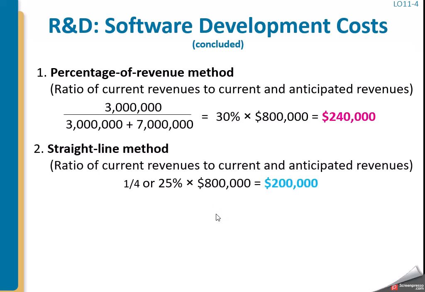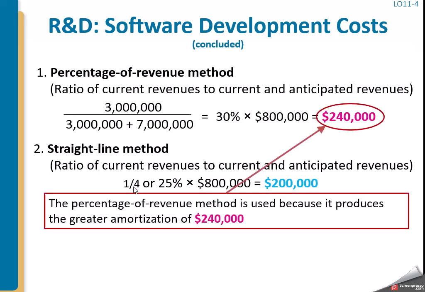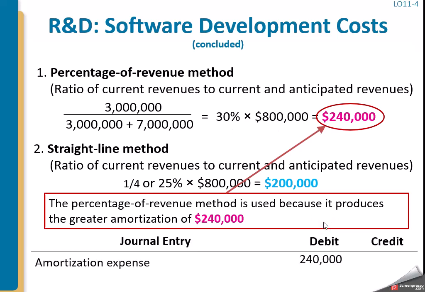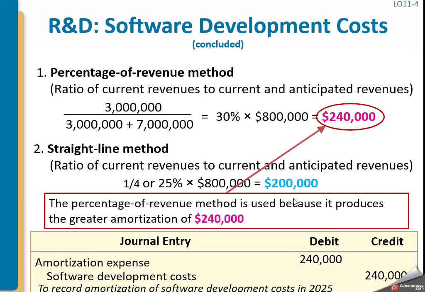So then our 2 methods, again, we could say straight line, which is 4 years, so it's going to be $200,000 a year, or it could be percentage of revenue. So we estimated $10 million total. If there's 3 million this year, that would be 30%. And so we would go with the higher. So 240,000 is what we would amortize out, and then we would reduce those software development costs.